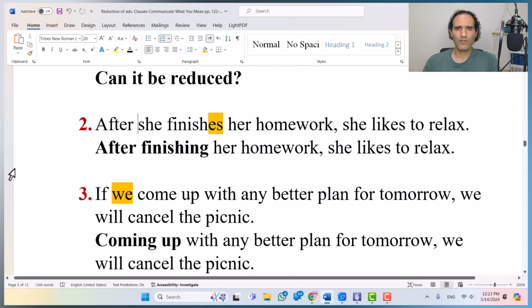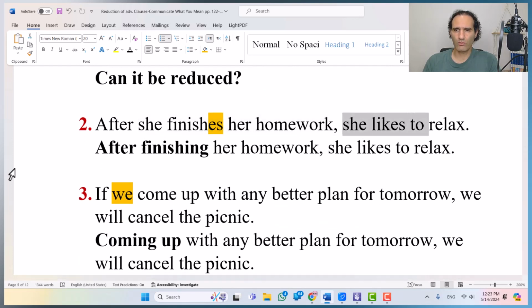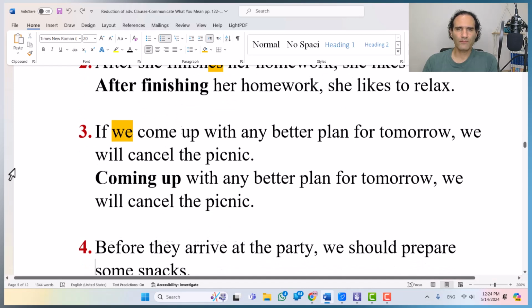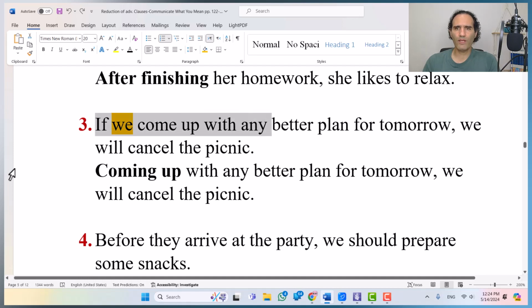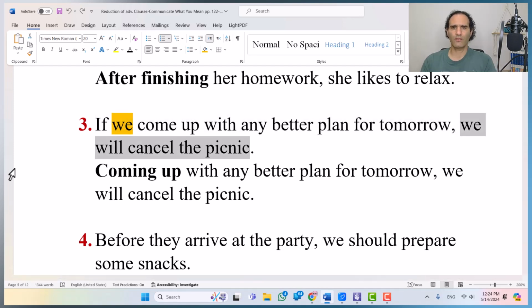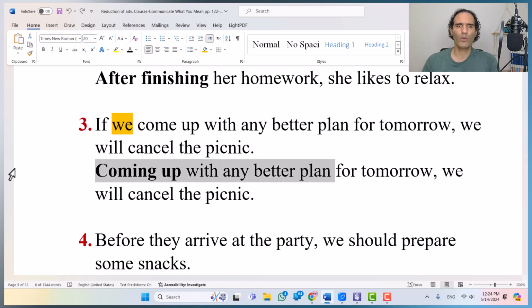Number 2, after she finishes her homework, she likes to. So subjects are the same. It can be reduced. Is there a to be? No, there's just a main verb. Add ing to the verb, omit the subject. After finishing her homework, she likes to relax. Number 3, if we come up with any better plan for tomorrow, we will cancel the picnic. Subjects are the same, we can reduce it. Omit the subject of the adverb clause and add ing to the verb. So here it says, coming up with any better plan, we will cancel the picnic.